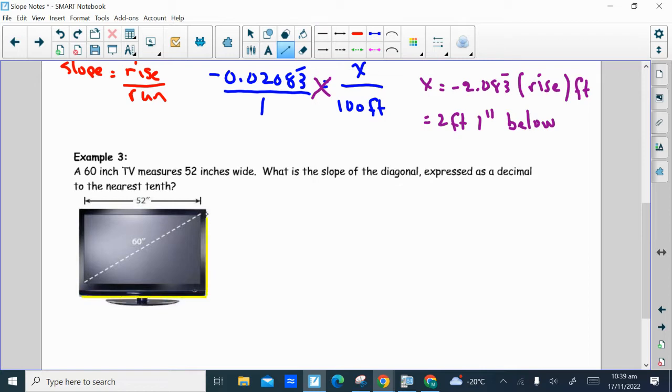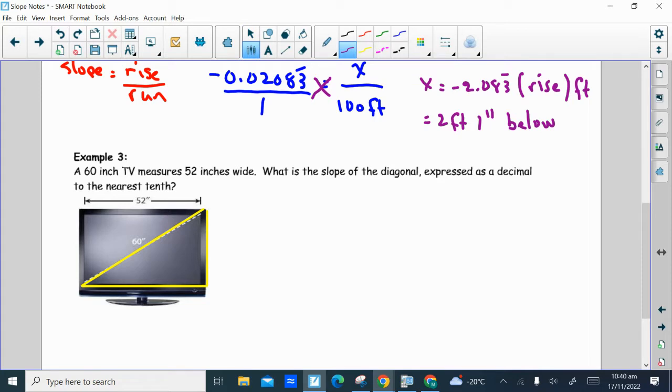between the base, the height, and the diagonal, that triangle will be a right triangle. And I got my lines off here a little bit. I just have to move this up so that it's only on the screen part. That's better.